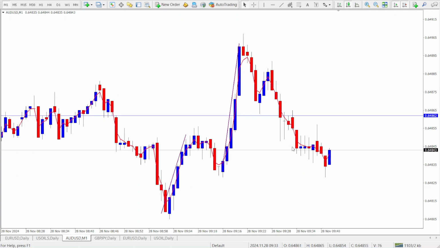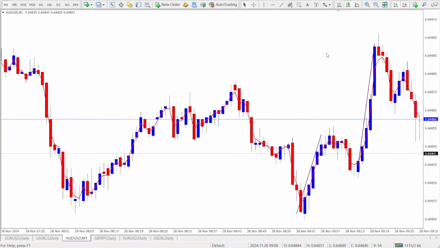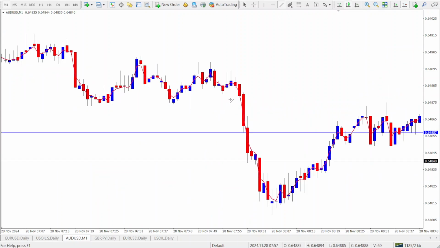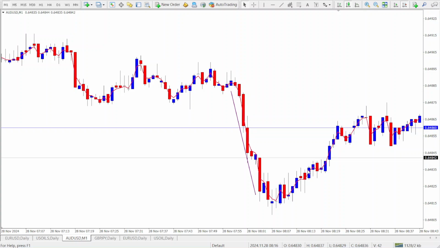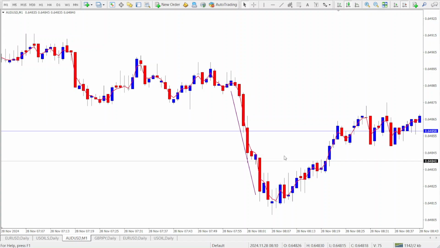On the other hand, if the price is trading consistently below the 2-period moving average, it shows a bearish momentum. All right. So because it is a fast moving indicator, you would want to combine it with other tools like support and resistance levels and trend lines in order to avoid false signals.